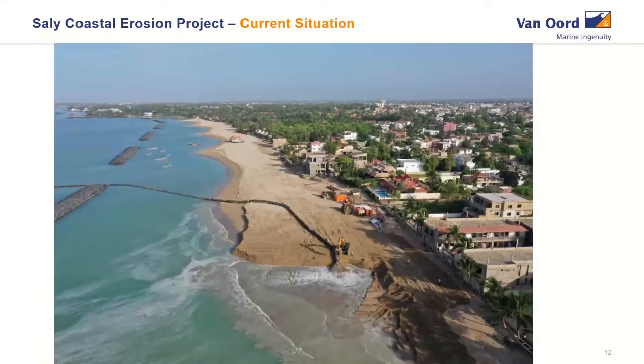Well, my colleagues already worded it very nicely. And this is a recent picture. You know, now you see the sand is being supplanted to the beach to make sure that the tourists are welcome in a very short time.